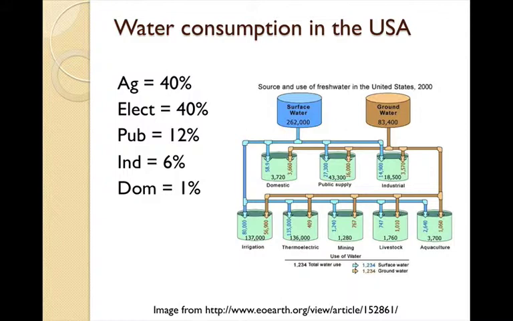So in the course and in this lab, we're going to look at water and energy, and this is just an introduction to this. But if you just look at water consumption for the whole United States, you can see about 40% of the water consumption is for agriculture, about 40% is for thermoelectric production, like at power plants, 12% in the public, only 6% is for industrial uses, and only 1% is from domestic use.